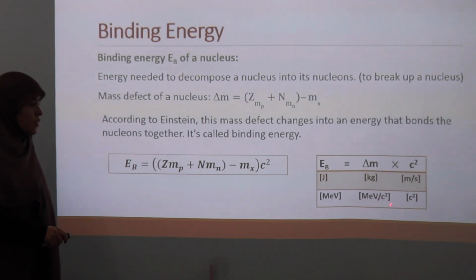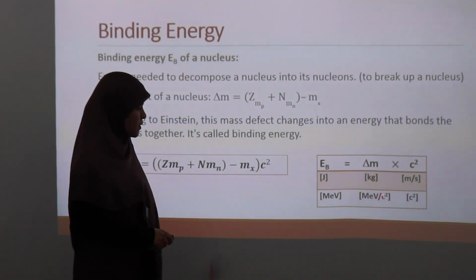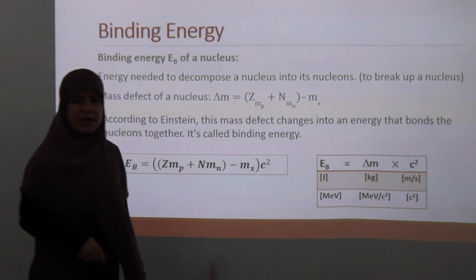Other units we can use: if you use the unit of mass as mega electron volt per c squared, then with c squared you will get the unit of energy in mega electron volts.